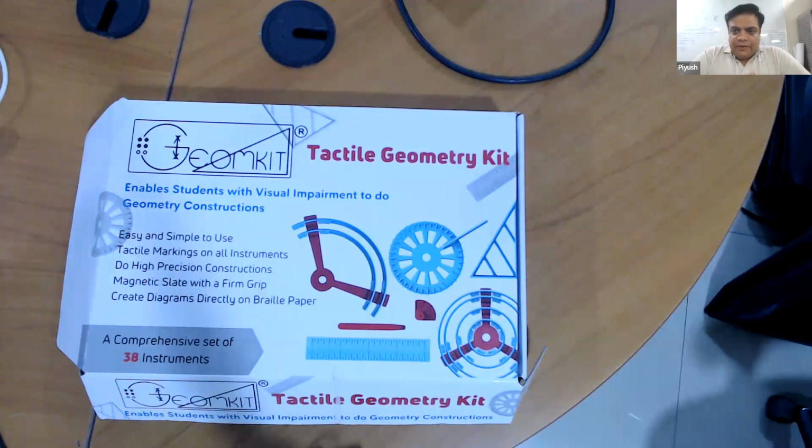The second part is, even if a child has gained these skills to understand geometry concepts, the next question comes: what is the use of it if the child is not able to create the diagrams himself or herself? To address that problem, the second component of the mathematics kit comes into the picture, which is referred to as Geom kit. Geom kit is a geometry kit which has various instruments for creating these tactile diagrams and doing various measurements, be it length or angles, or drawing various arcs and complex geometry constructions.